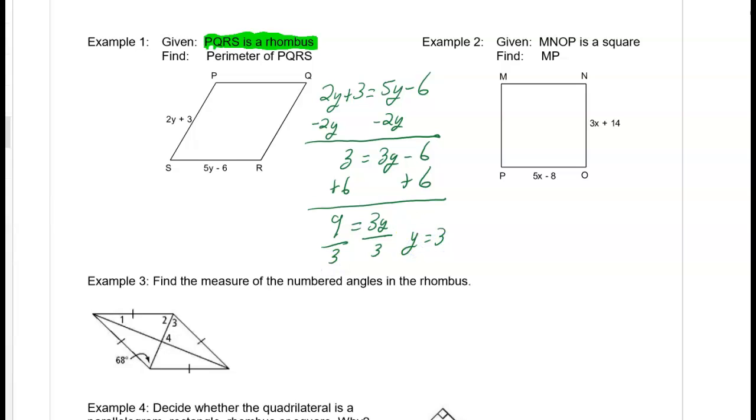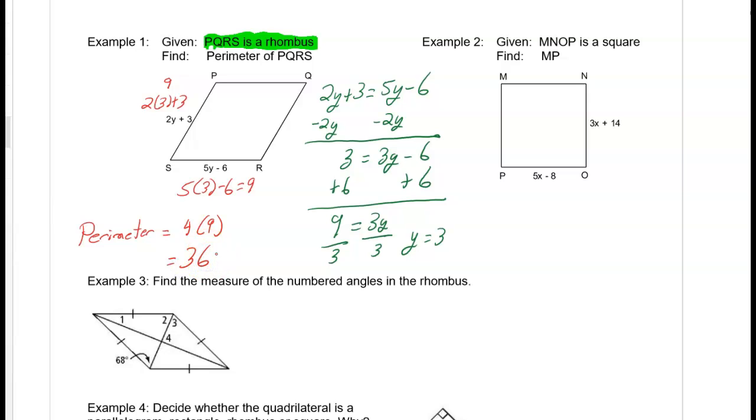Now we want to find the perimeter, so we need to plug that value back in. So 5 times 3 minus 6 is equal to 9. 2 times 3 plus 3 is equal to 9. So all four sides are going to be 9. So the perimeter is 4 times 9, which is 32.